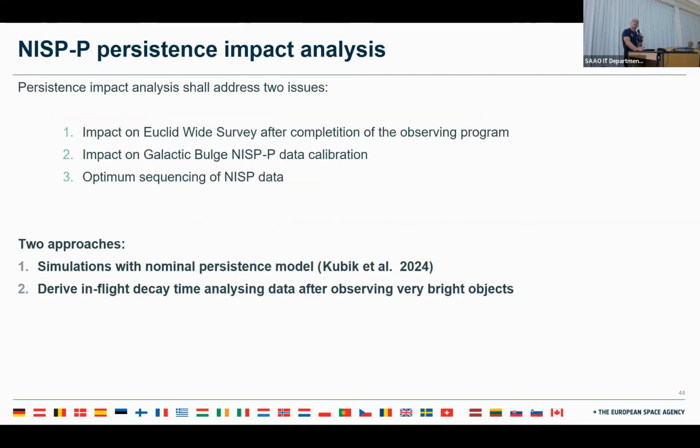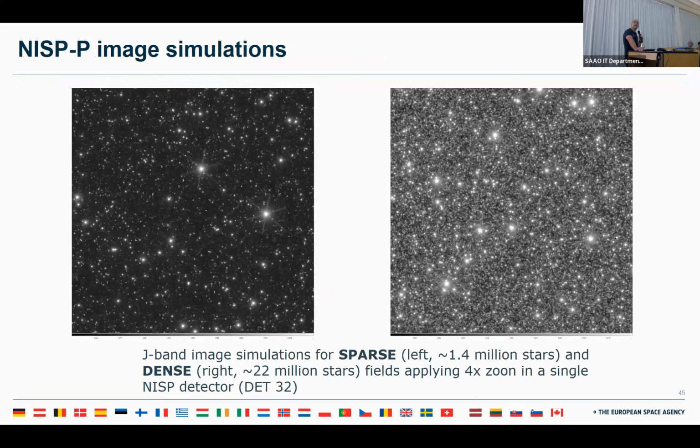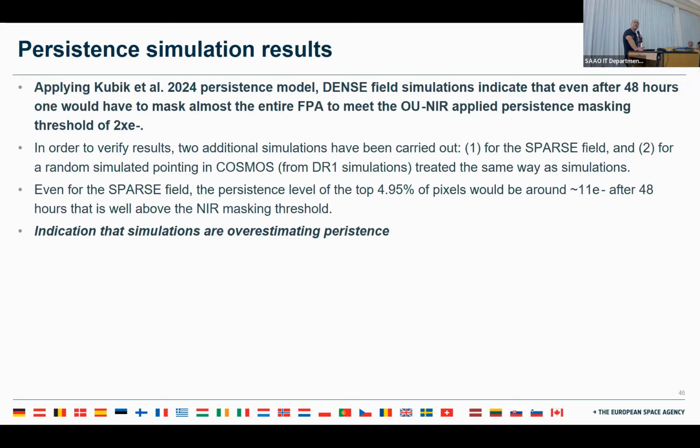The persistence impact analysis was done. In order to ensure what the wait time would have been if we implement the NISP component, there were two approaches. One is to do simulations with the nominal persistence model, and the other is to derive the in-flight decay data from after observing a very bright object. So these are the simulations from a sparse and from a dense field of NISP.